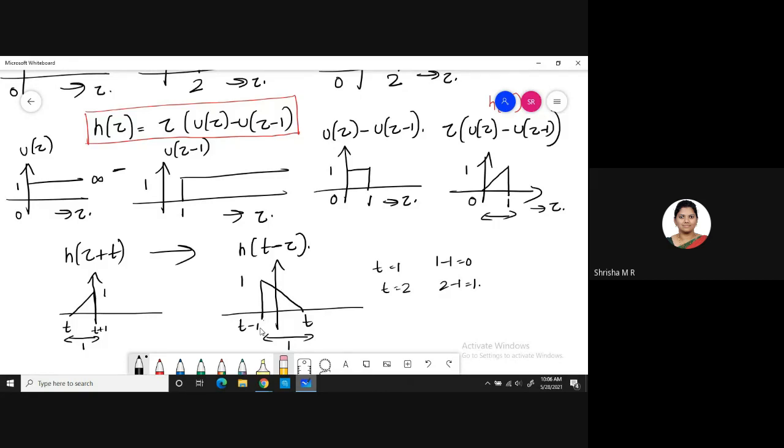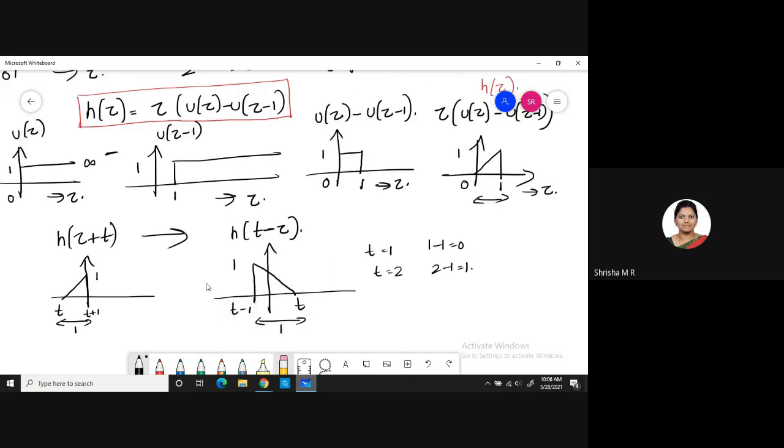It's clear? Both will be on the right-hand side, ma'am? T minus 1 and t. Yes, tell me. You're telling me it will be from here to here, from 0 to this one, greater than 0, t minus 1 and t. It will be shifted a little more to the right side.